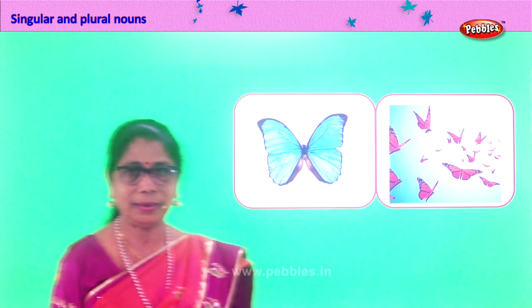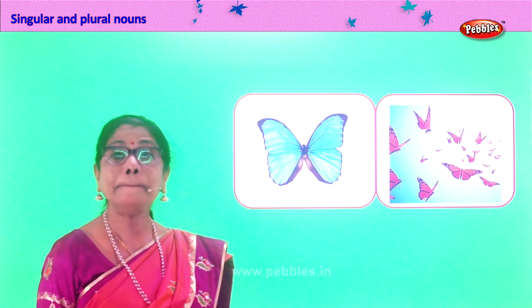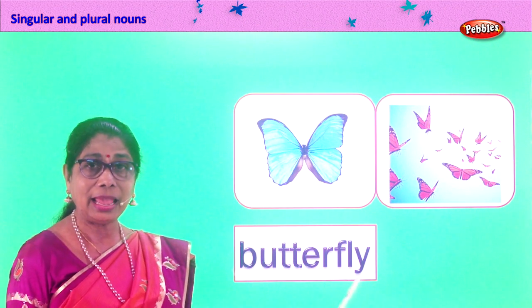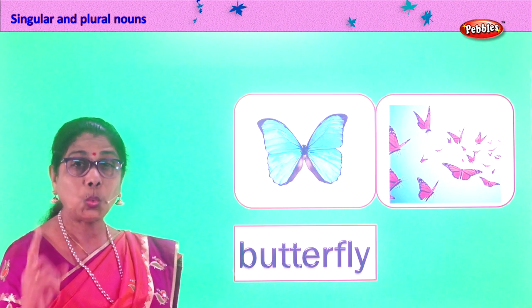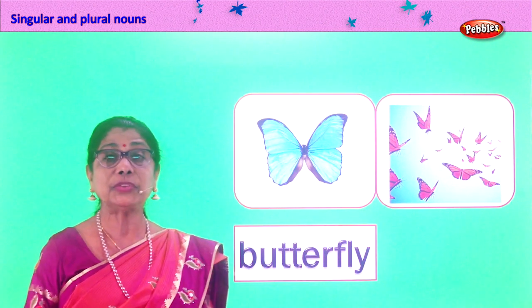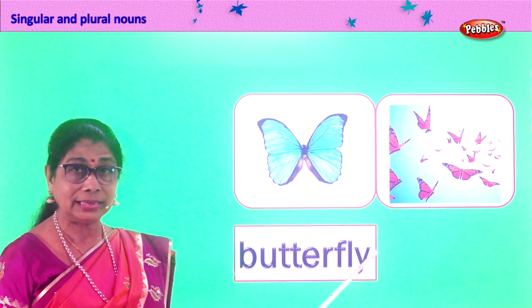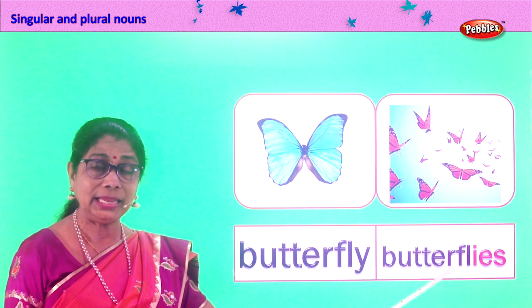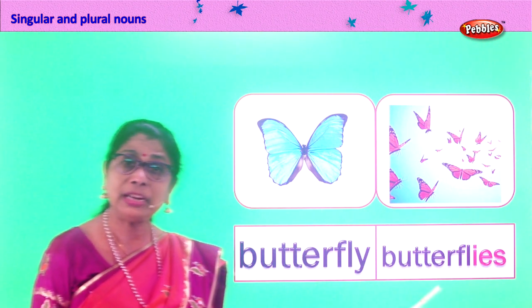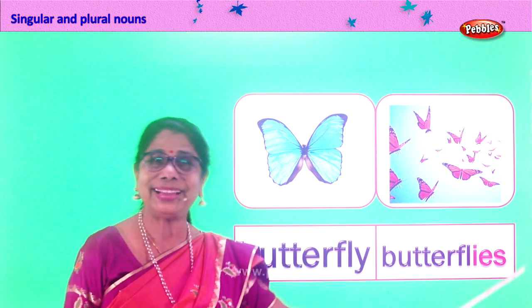Look, what do we have here? Butterfly, and several of them here too. One butterfly. Spell butterfly. B-U-T-T-E-R-F-L-Y. Butterfly. One blue butterfly. Now we have several of them. So we are going to form the plural. Take away Y, add I-E-S. B-U-T-T-E-R-F-L-I-E-S. One butterfly, several butterflies. Singular form butterfly, plural form butterflies.